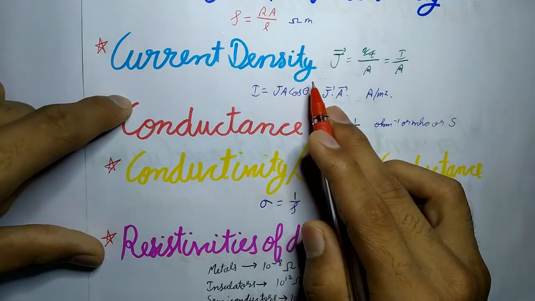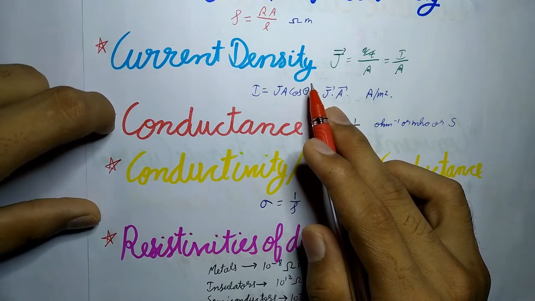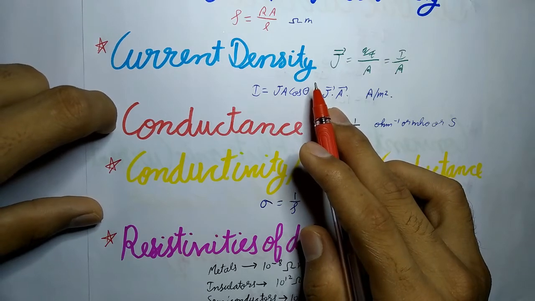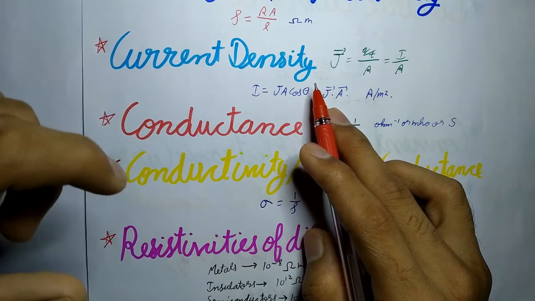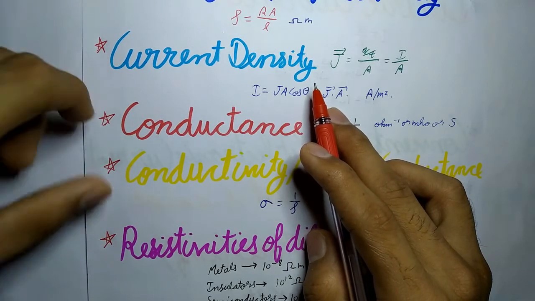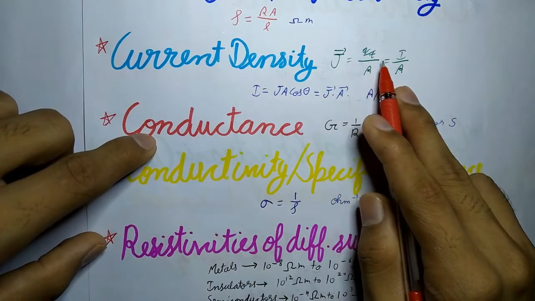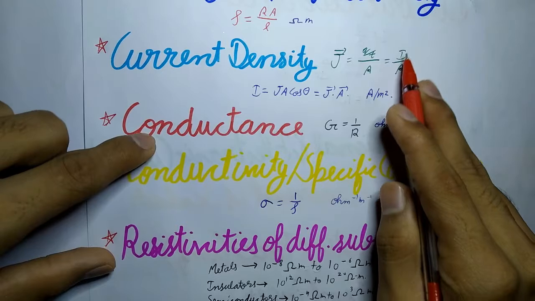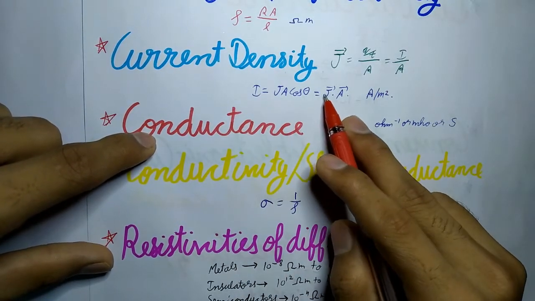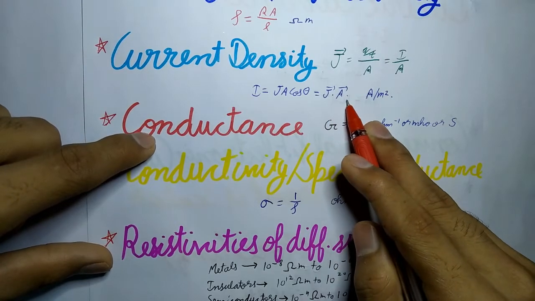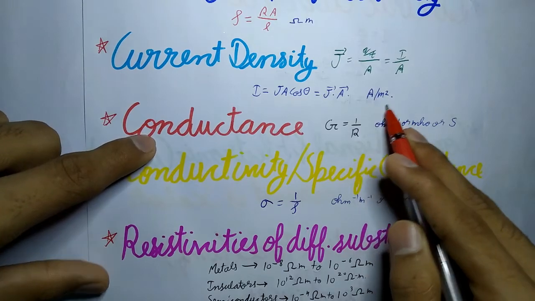Now next is current density. It is the amount of charge flowing per second per unit area normal to the flow of charge. It is a vector quantity having the same direction as that of the motion of positive charge. So for the normal flow of charge, this J vector is equal to Q upon T upon A, which is equal to I upon A. And in general, I is equal to J A cos theta, which is equal to J vector dot A vector. And the SI unit of current density is ampere per meter square.